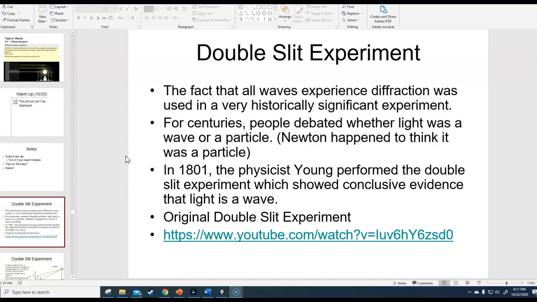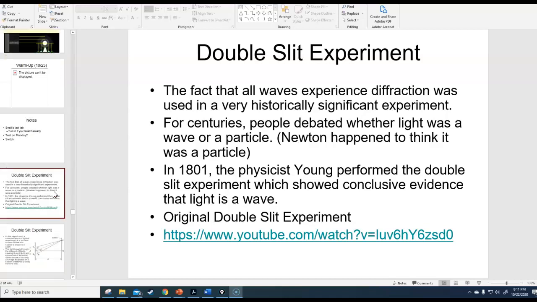Essentially how the experiment works is you pass light through two very small openings. If light behaves as a wave, then you get an interference pattern, and if light behaves as a particle, then you don't. Experimentally, you saw an interference pattern when you looked at where the light was hitting, and that proved beyond a shadow of a doubt that light behaves as a wave.